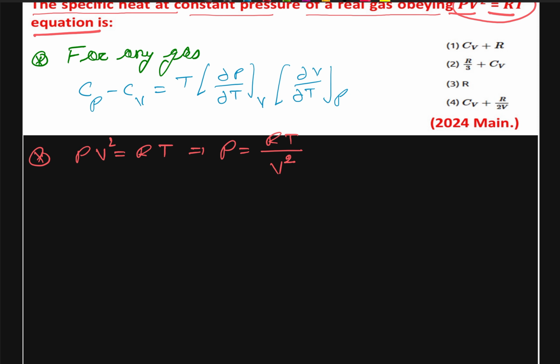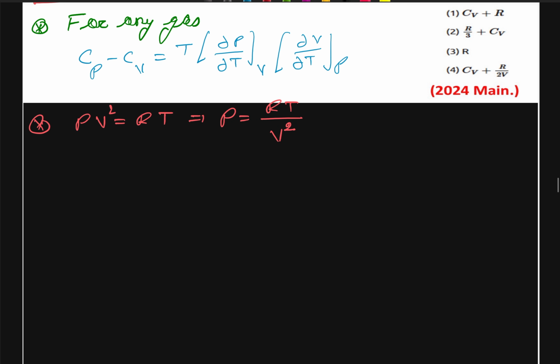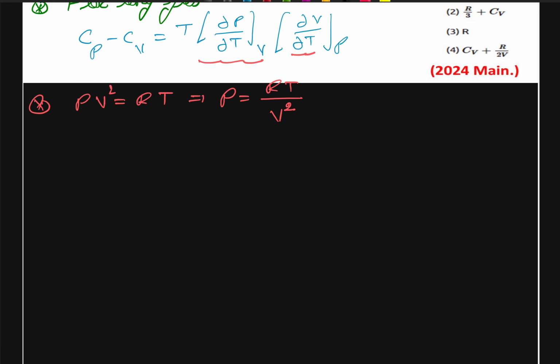So let us compute the derivatives. First of all, we are going to compute with respect to pressure, then we are going to compute with respect to the volume. So we can say at constant volume, we can get this as the partial derivative of P with respect to T at constant volume, which will be giving us R upon V square.